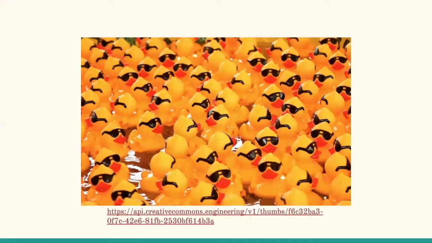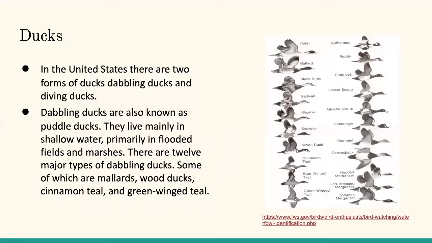Here's a fun litter of ducks with sunglasses, enjoying the sun, I hope. In the United States, there are two forms of ducks, dabbling ducks and diving ducks. Dabbling ducks are also known as puddle ducks. They live mainly in shallow water or flooded fields and marshes.